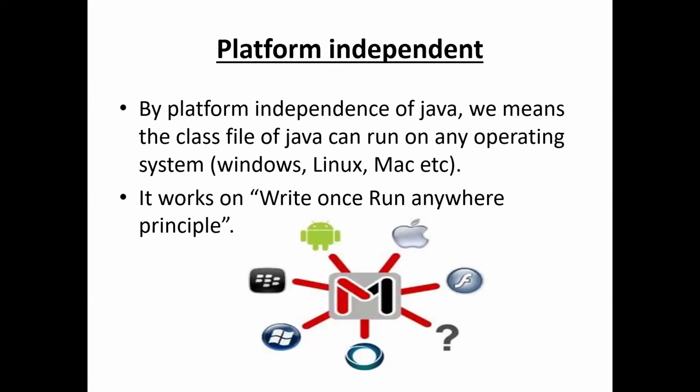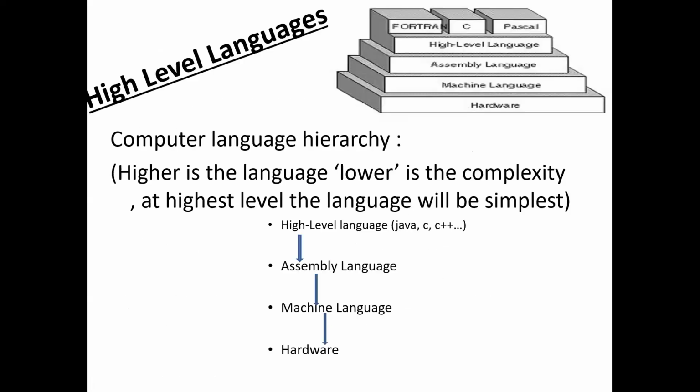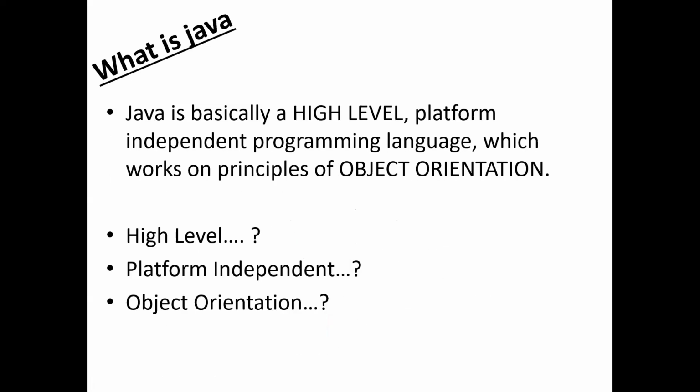Well, in brief, talking about platform independence, I told you Java is a high-level programming language that works on the principle of object orientation and is an independent programming language. So we divided this into three parts, breaking down the definition: we have high-level and platform independent.